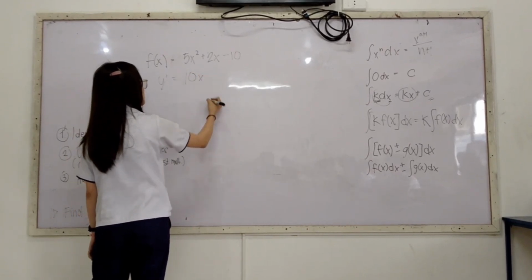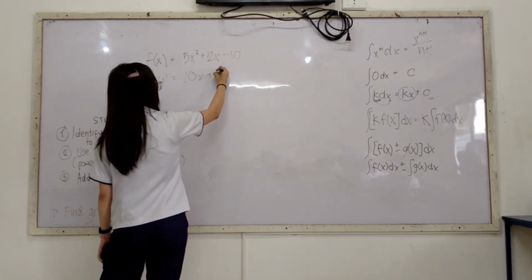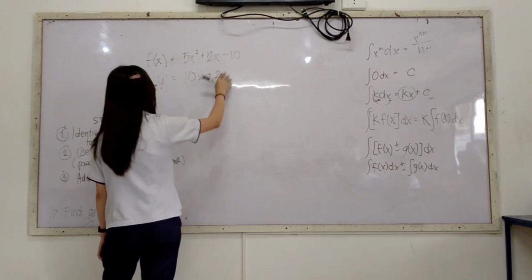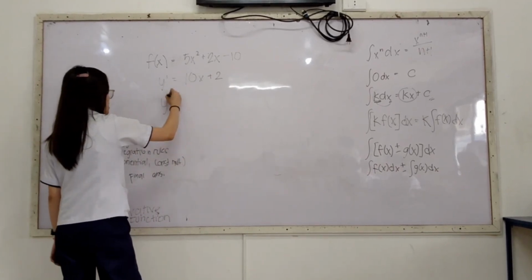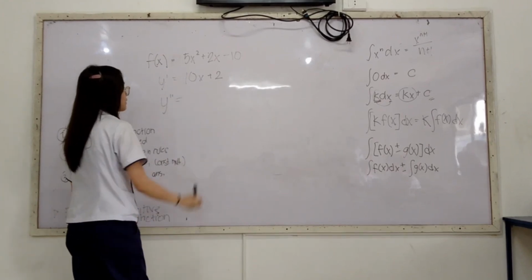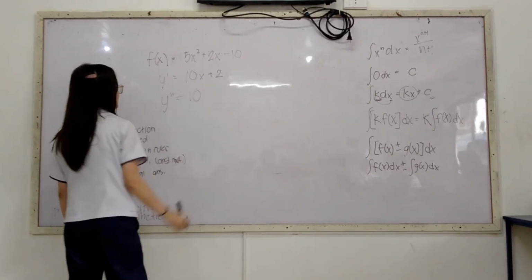Minus 1 is 1. We don't have to write that down. And this will be 2. Don't copy the constant anymore. That is not needed. And then the second derivative will be only 10.